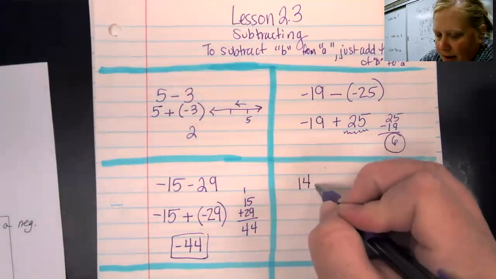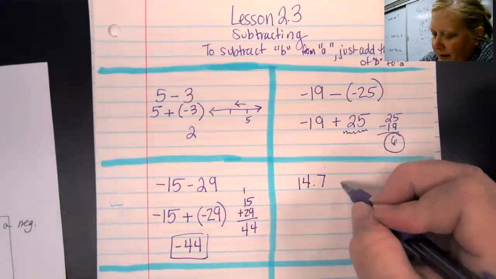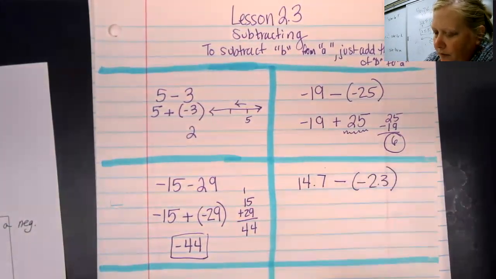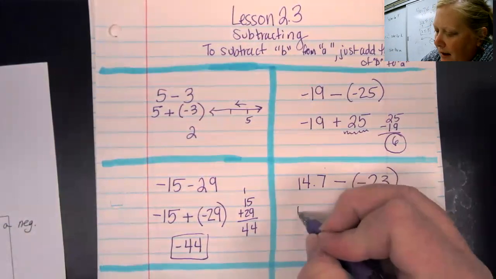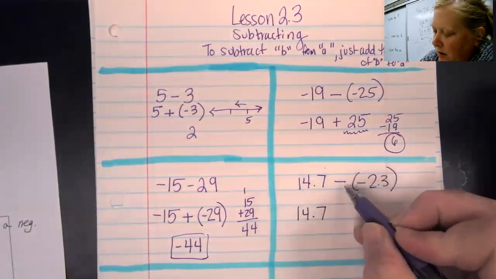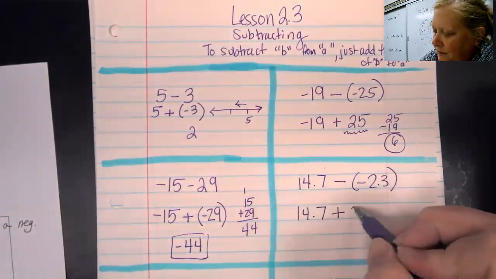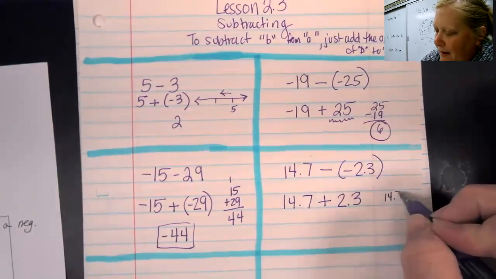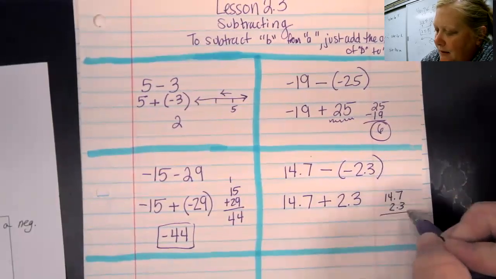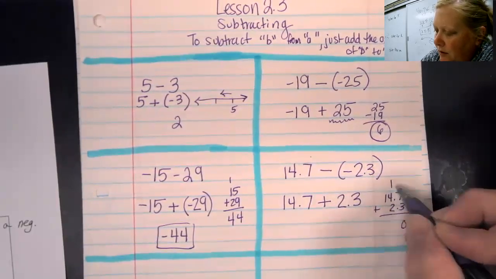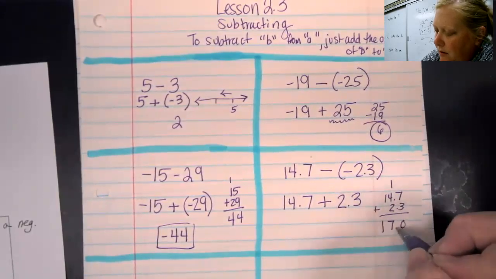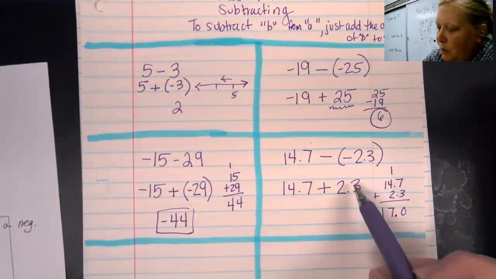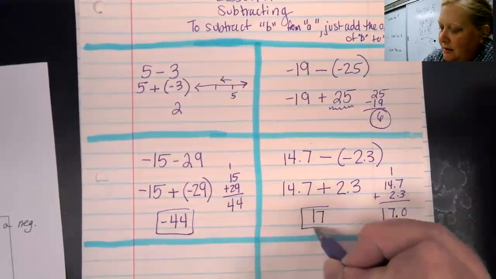How about this one? Let's try a decimal. 14.7 minus a negative 2.3. First of all, I'm going to add the opposite of this, which would be 2.3. Now, I don't know about you, but I have to line up my decimals like this, because that's the way I was always taught in school. And notice they're both positive, so my answer is just 17.